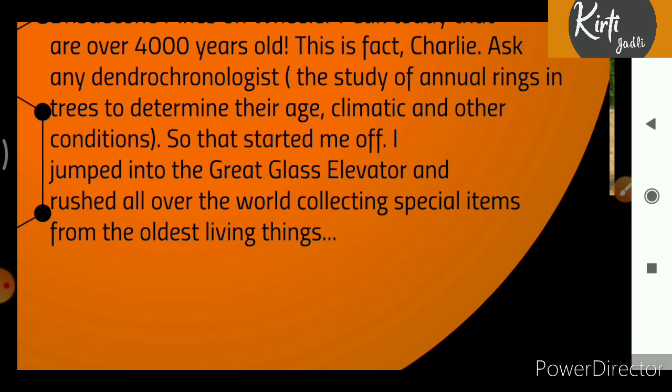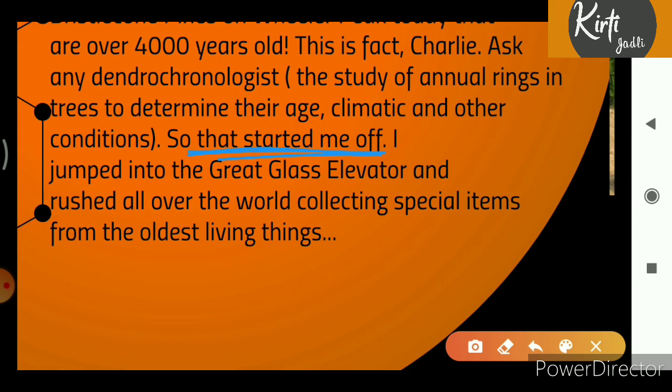So that started me off. That was the main thing which gave him more and more ideas. The idea of trees created more and more ideas in his mind, and he was able to think about many things which were old. I jumped into the great glass elevator and rushed all over the world collecting special items from the oldest living things.